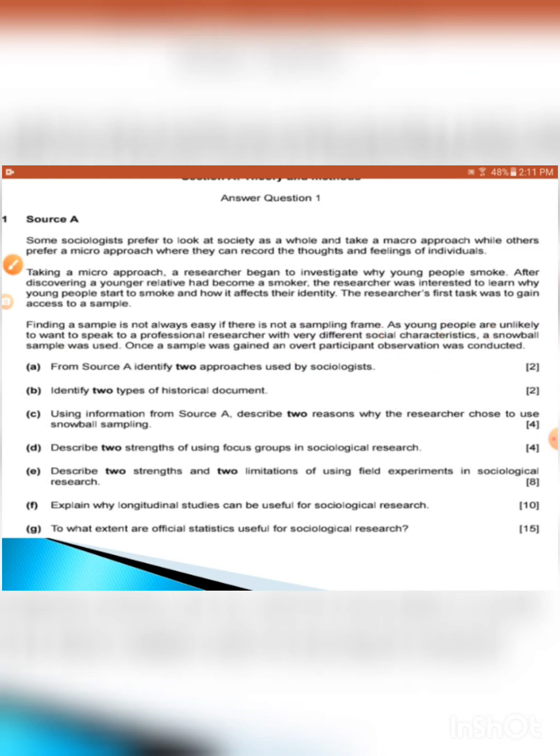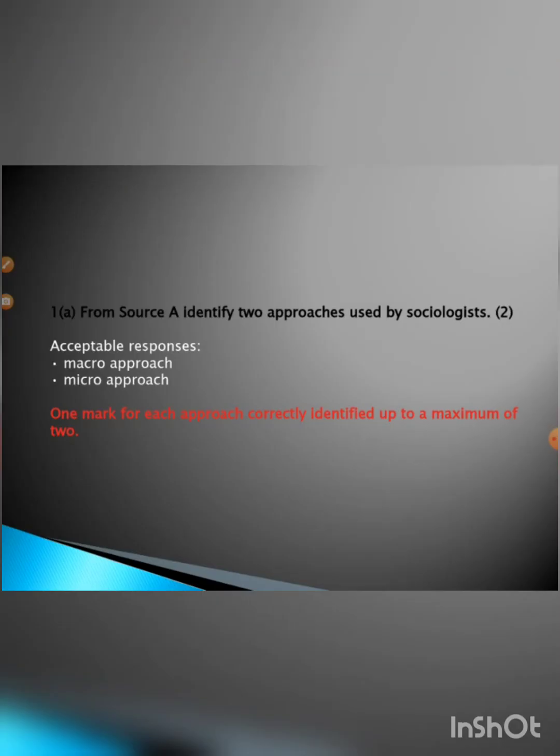Okay, so from source A, identify two approaches used by sociologists. If you have studied the source carefully, you have to identify what two approaches are used by the sociologist or the researcher. It's 2 marks, and if you correctly identify 2 approaches, you are going to easily gain these 2 marks. The acceptable responses according to the marking scheme are the macro approach and the micro approach.